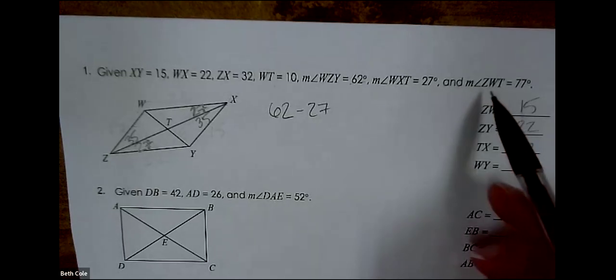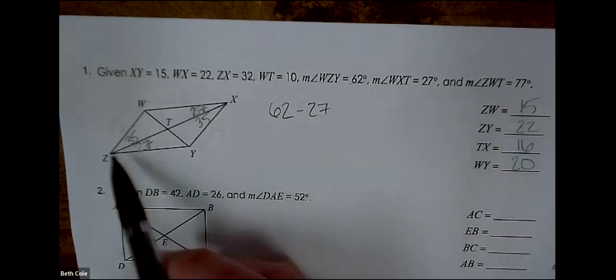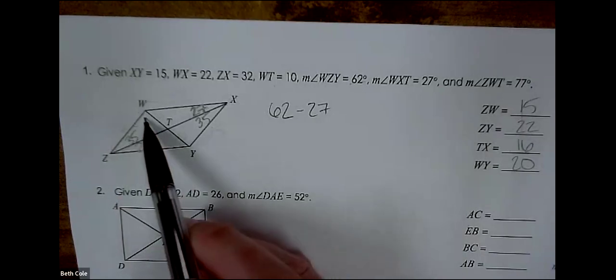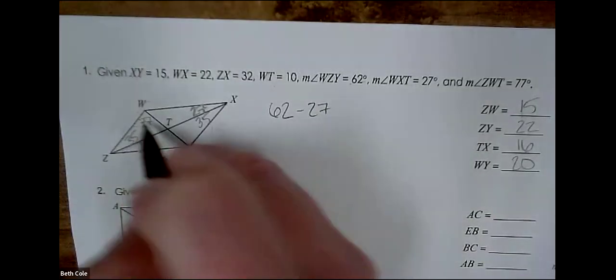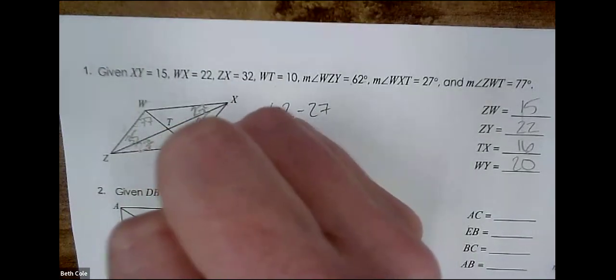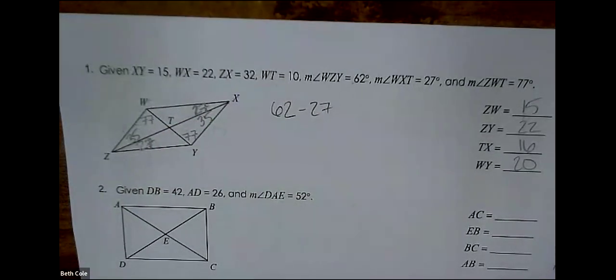Okay, and then ZWT, so let me find that one. ZWT is going to be this one, that is 77. And then I know the one alternate to that is also 77.